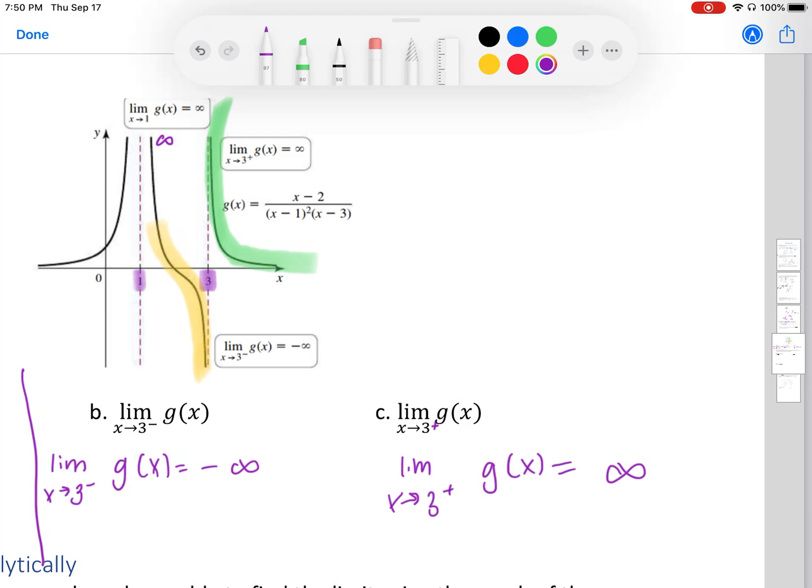So if there were a third question, let's add our third question. What is the limit as x is approaching 3 of g of x? Well, we have just shown how the limit from the left is negative infinity, and the limit from the right is positive infinity. These limits are not the same. So we would say our limit does not exist.